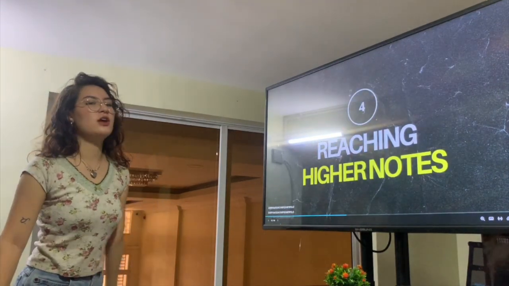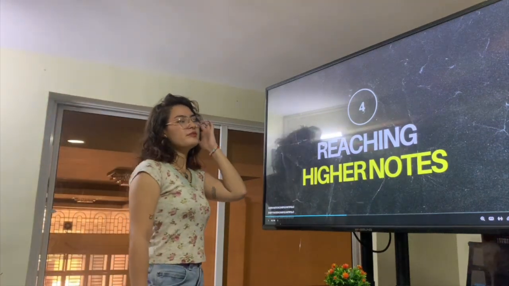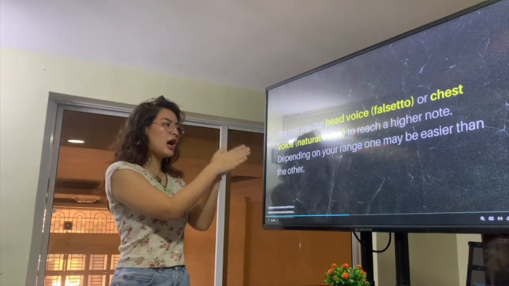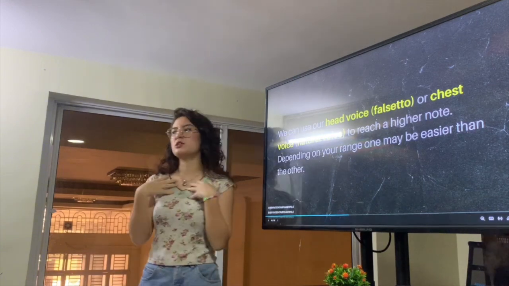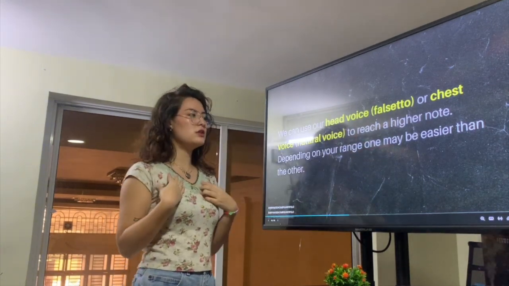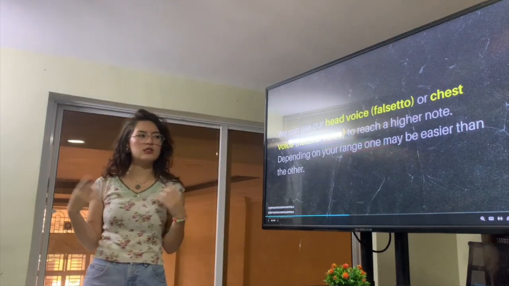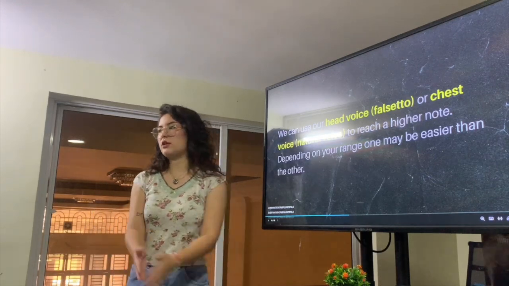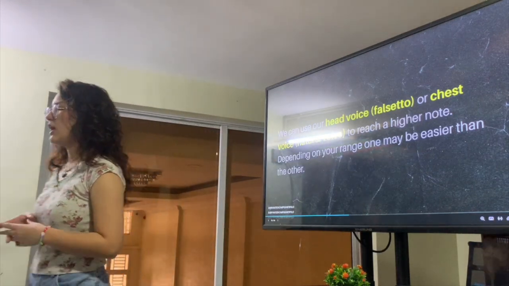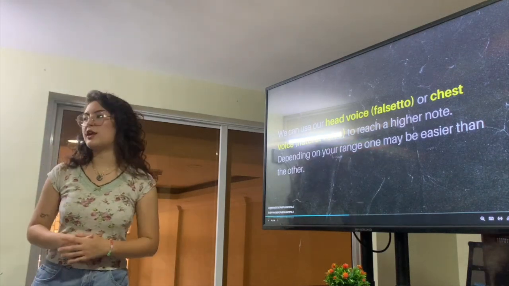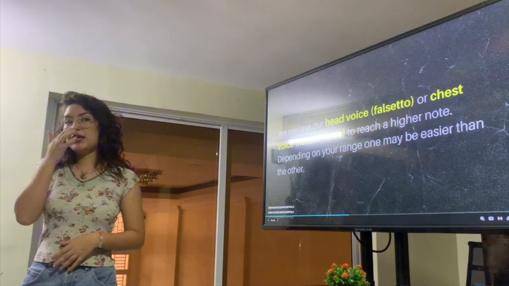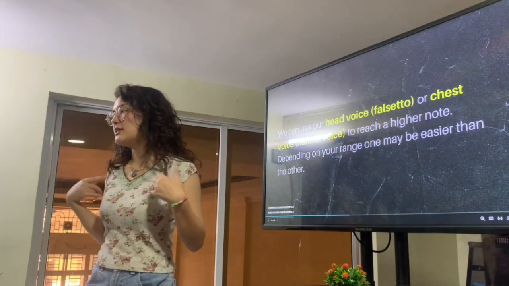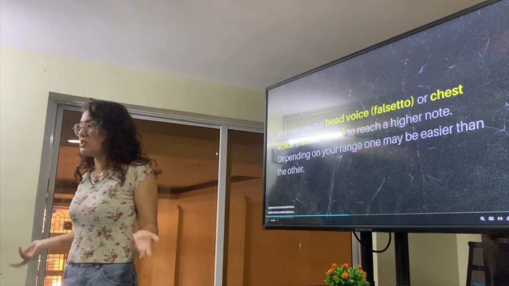So, reaching higher notes. Next slide. We can use our head voice, falsetto, or chest voice, our natural voice, to reach a higher note. Our natural voice is our chest voice, right? We don't talk in falsetto. Depending on your range, one may be easier than the other. Finding your range helps you stop comparing yourself with others, because maybe I can't reach the same note that Chinda can reach, but that doesn't mean I'm a bad singer. It means my range is different.